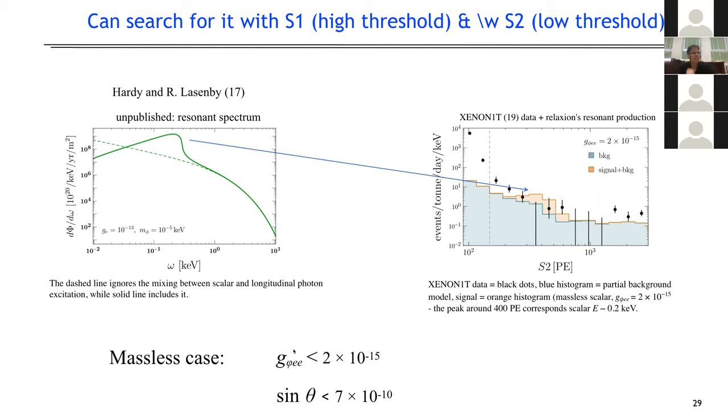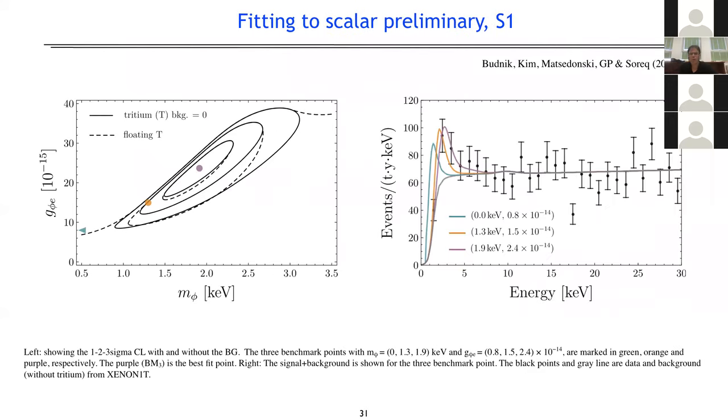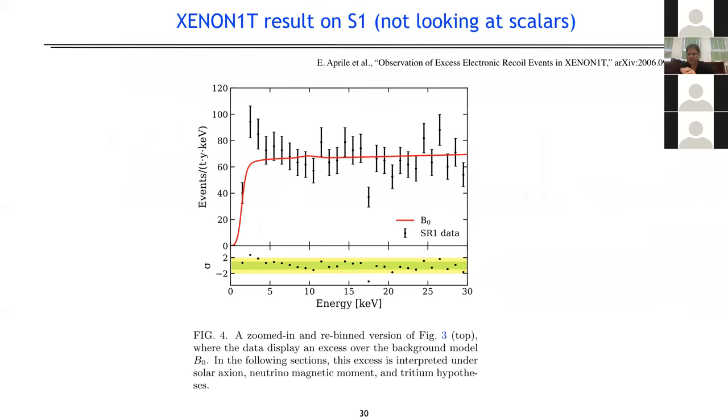So for this case, we got this bound that the coupling is less than 10 to the minus 15, and sin theta, if we interpret this as a relaxion, less than 10 to the minus 10. Okay, now I want to go back to, pretend you didn't see that.